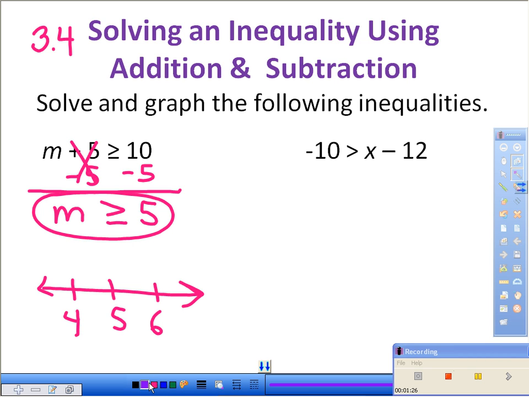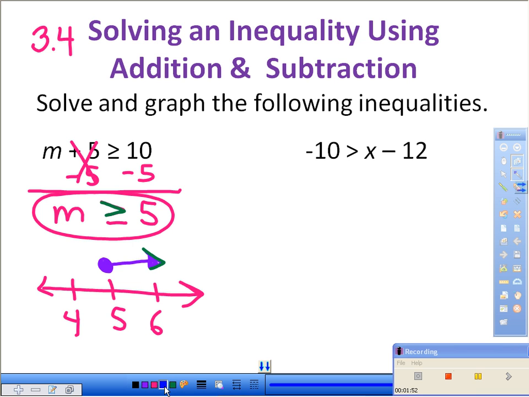Now, since this is greater than or equal to, it includes the equal to, so that means we need to color in our dot at 5. We call that a closed circle. And greater than 5 are the numbers that are to the right of 5. Now remember, this symbol here and the arrowhead should match.